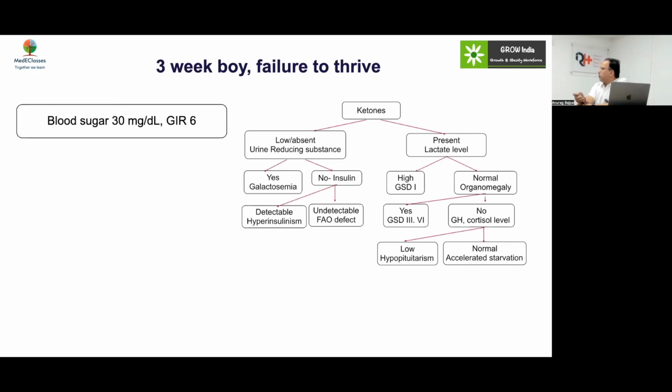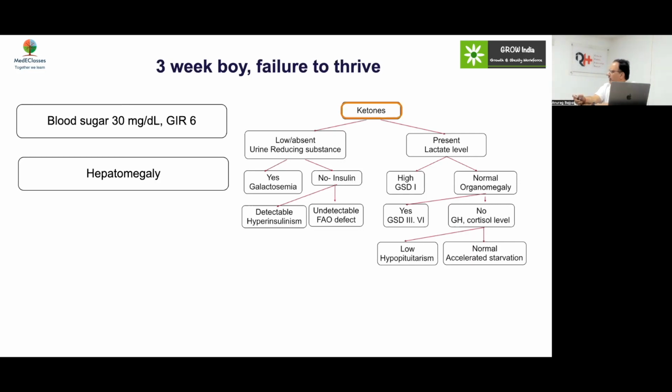3-week-old boy with failure to thrive, blood sugar is 30, GIR is 6. So it's a physiological response. Would you evaluate this child? Response is only GIR. Forget about hepatomegaly. He has a normal GIR and is responding. Do you need to evaluate for this hypoglycemia? Definitely, there are causes beyond hyperinsulinism. Anybody who is beyond 48 hours, whatever the cause, whatever the GIR, you have to evaluate.